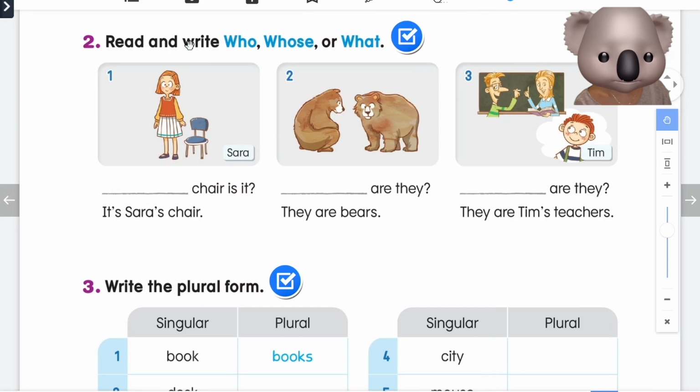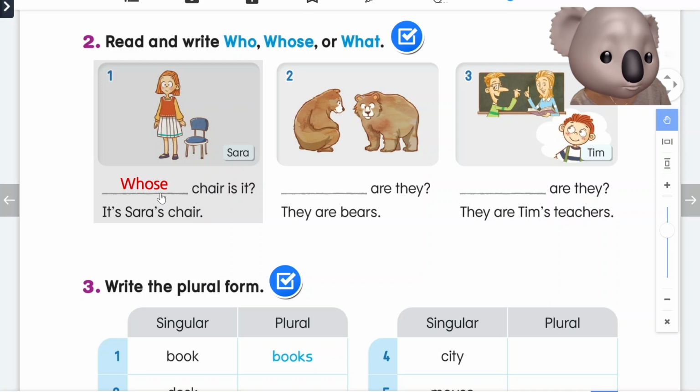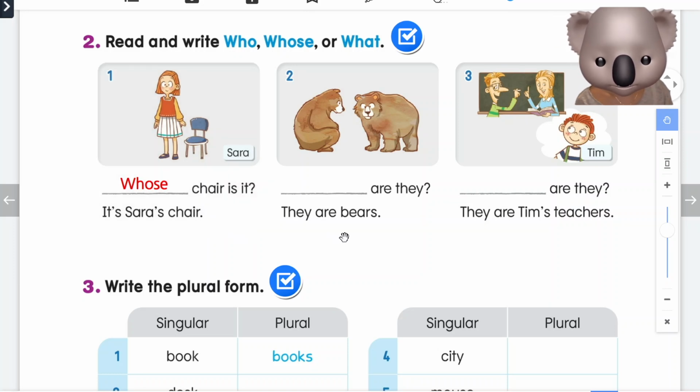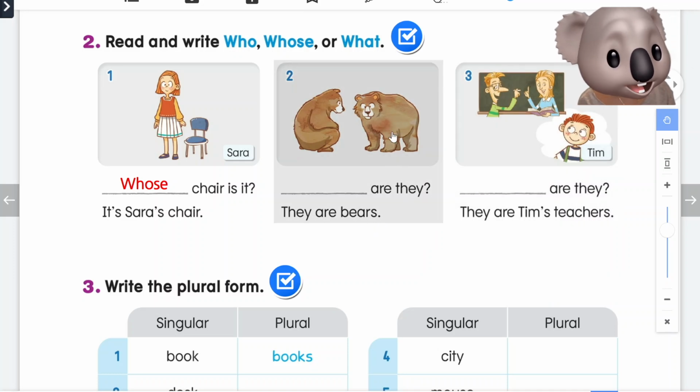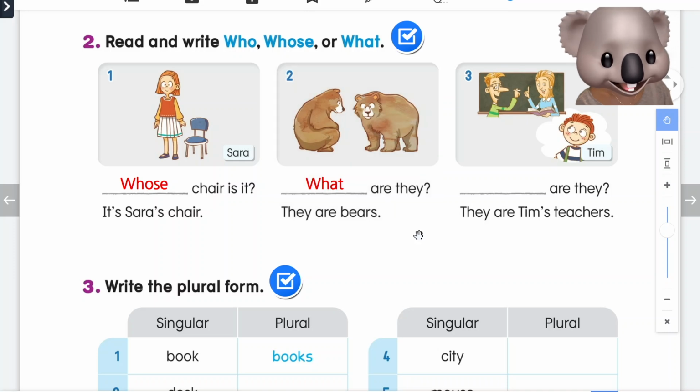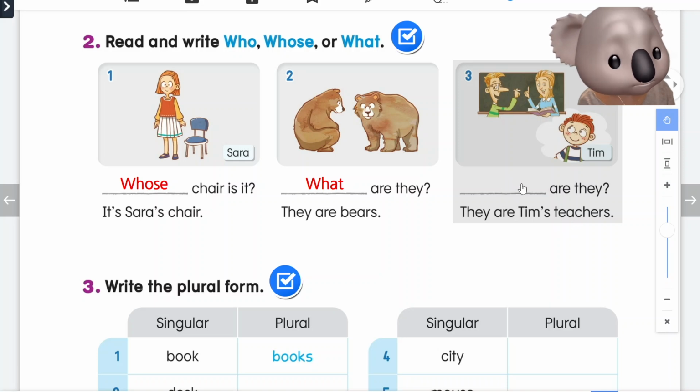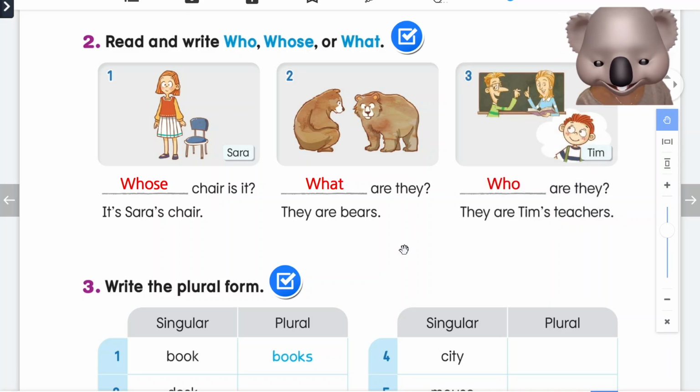In part 2, we need to read and write. Who, 누구, whose, 누구 거, and what, 무엇. This is Sarah. Chair is it? It's Sarah's chair. 아, Sarah의 의자야. So we will write, whose chair is it? Number 2. Are they? They are bears. 뭐야? What are they? Number 3. Are they? They are Tim's teachers. 누구야? Who are they? Great job.